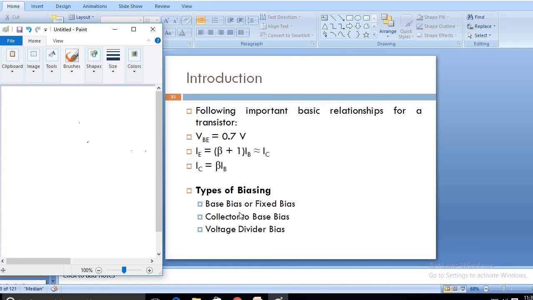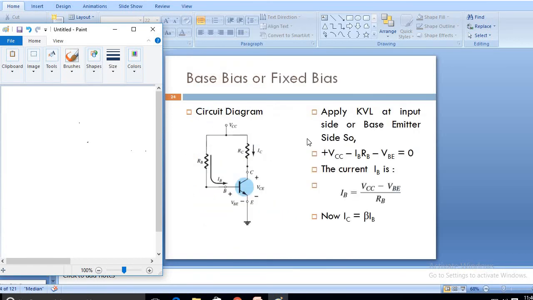So these are the types of biasing. First we will go for base bias or fixed bias, the second one is collector to base bias, and the third one is voltage divider bias. These 3 points are very very important. You should remember these things. First, coming to the base bias circuit or fixed bias.